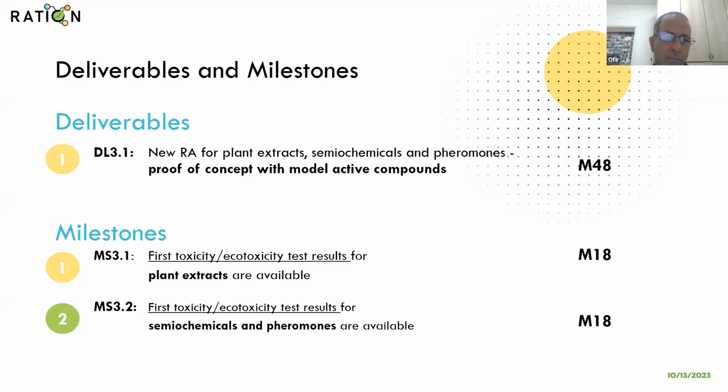3.1. First toxicity, ecotoxicity test results for plant extracts are available. This we should meet at month 18. And the second milestone, 3.2, first toxicity, ecotoxicity test results for semiochemicals and pheromones are available. This is the same as the former, on month 18.